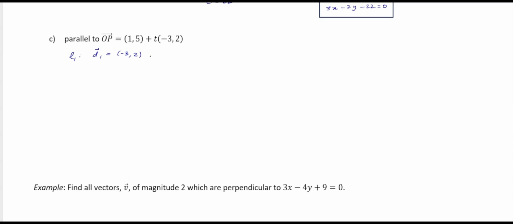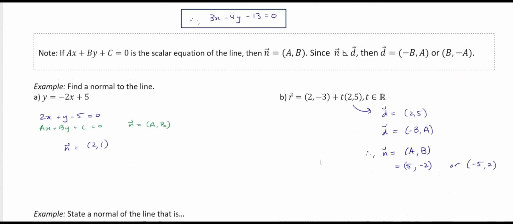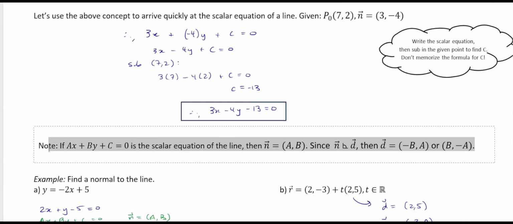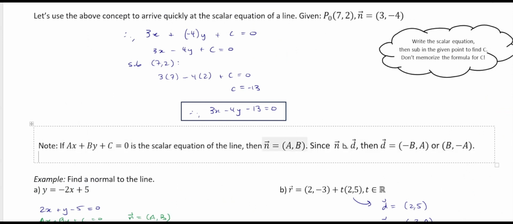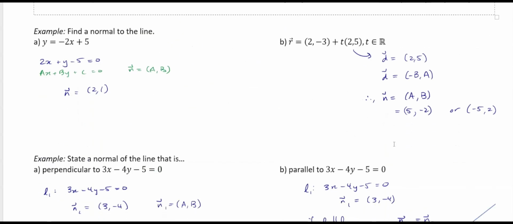If that's my direction vector, recall that the normal vector is perpendicular to that. So if the direction vector is this, then the normal vector is going to be (2, 3). If you're wondering where I'm getting these numbers from, we can go back up here, where we defined that the normal is perpendicular to the direction vector. That means the normal dot the direction vector must equal 0.